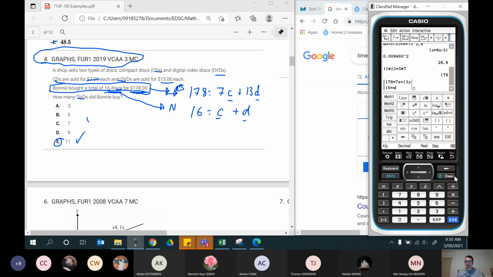So remember, these are the number of DVDs and CDs that I've bought, which I'm going to have 16 of in total, and that's how much it cost me. And that's where two equations come from. I always struggle to see the second equation.